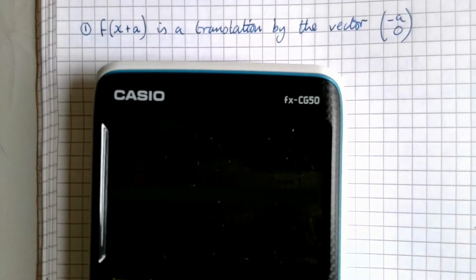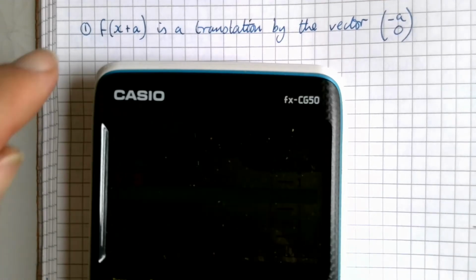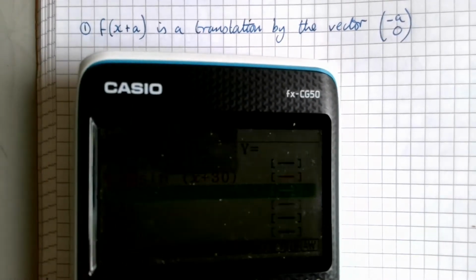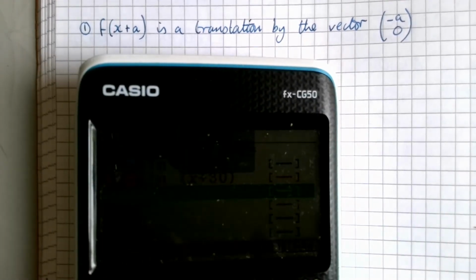Right, there are 6 basic transformation types that we're going to be using and combining. The first one is what happens if you have an a inside the bracket of the function. So that's within what's happening. We need to think it through.